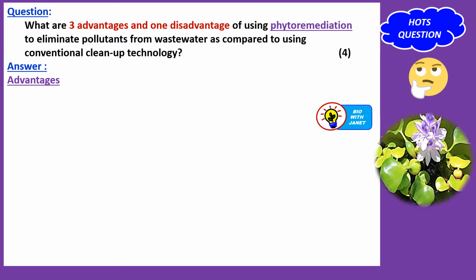Now we come to the hot question. What are 3 advantages and 1 disadvantage of using phytoremediation to eliminate pollutants from wastewater as compared to using conventional cleanup technology, where usually chemicals are used to clean up the wastewater? Okay, let's look at the advantages first.